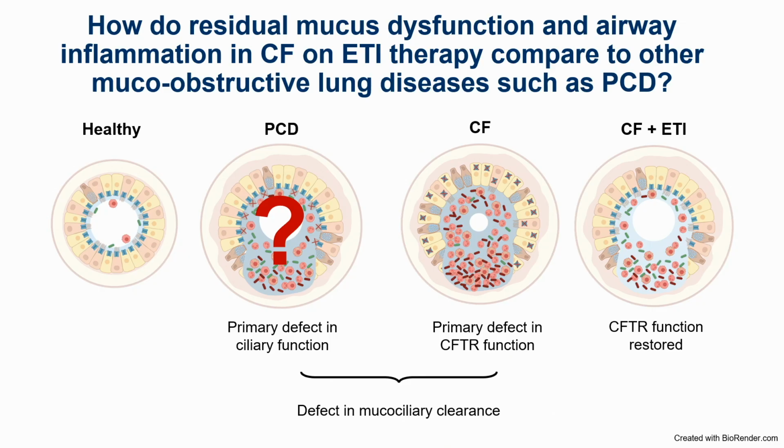But the commonality, and as a consequence in both diseases, is that in PCD and CF we observe a highly impaired mucociliary clearance. And that was kind of interesting and was one of the reasons why we initiated this comparative analysis.